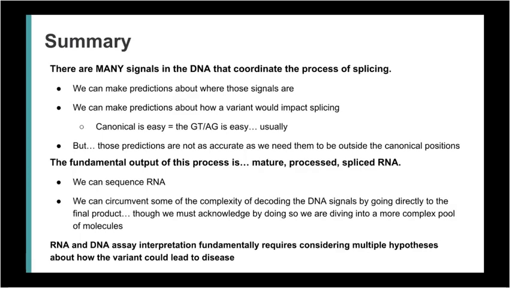And so we can go to the RNA to assess the hypothesis that a variant impacts splicing. Though we must acknowledge that by going to RNA, we're diving into a more complex pool of molecules, and we need to understand that we're at an earlier stage of knowing what the background variation of RNA looks like in the population and between tissues. And so you're fundamentally considering multiple hypotheses about how a variant might cause disease, and we can't immediately go to a pathogenic or benign classification on the back of RNA analysis.